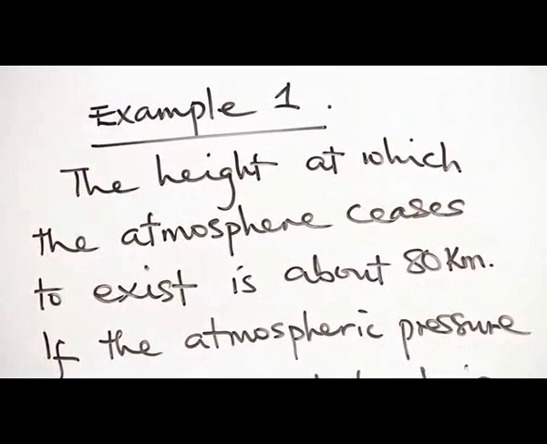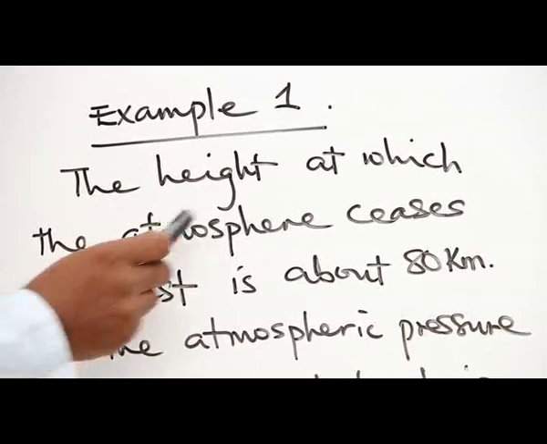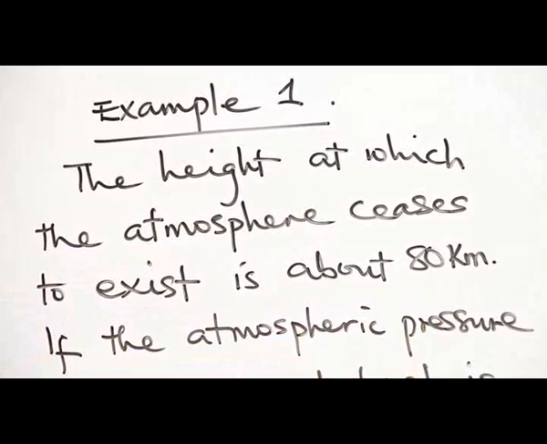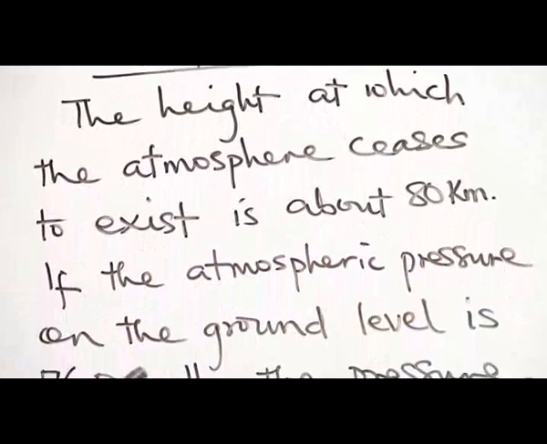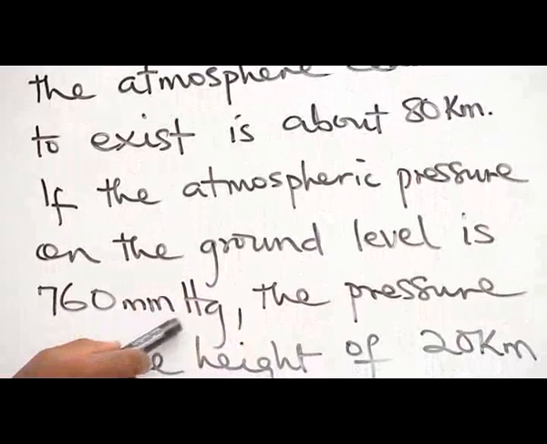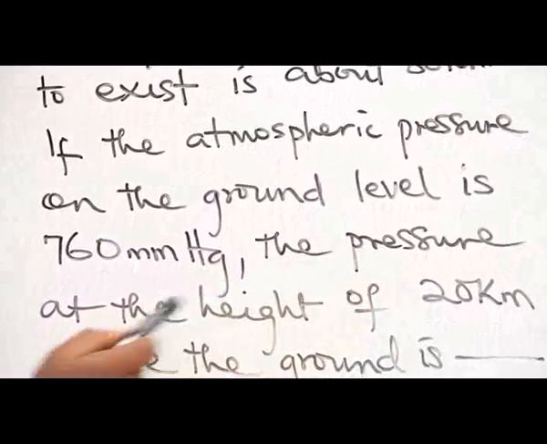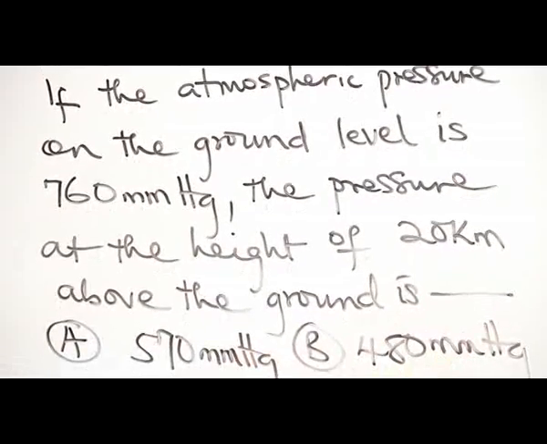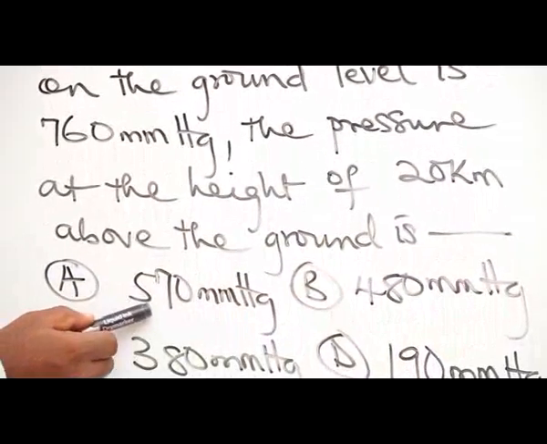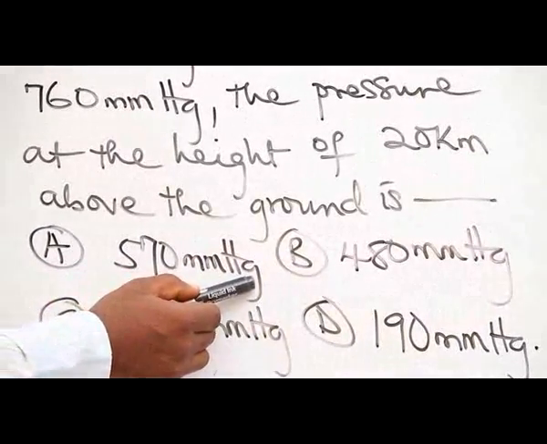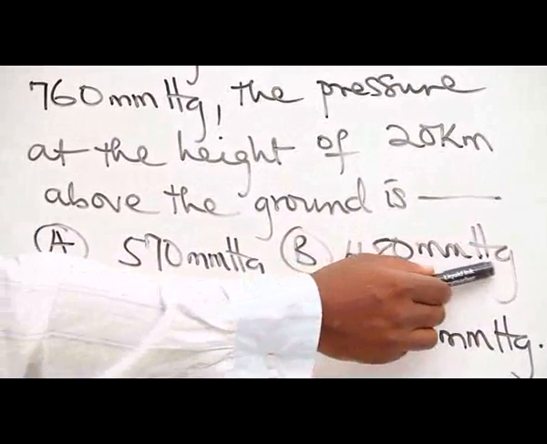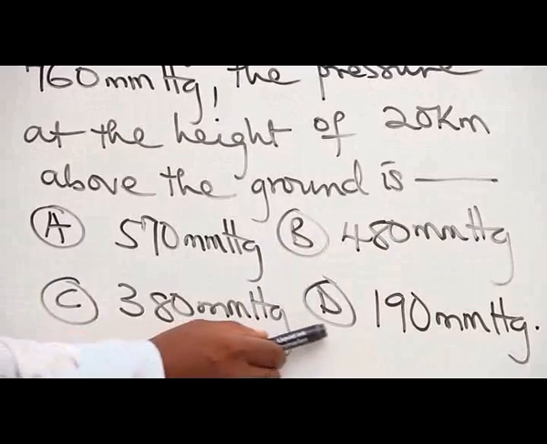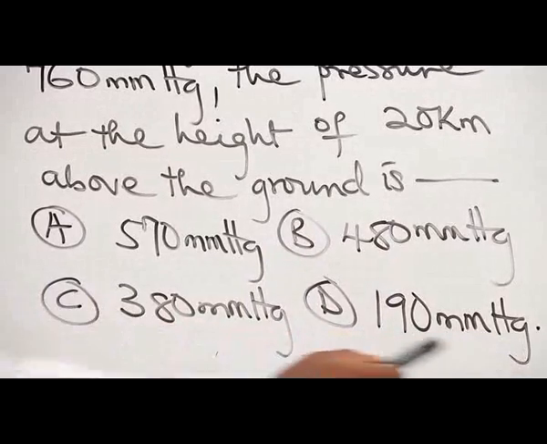Example 1. The height at which the atmosphere ceases to exist is about 80 kilometers. If the atmospheric pressure on the ground level is 760 millimeter mercury, the pressure at the height of 20 kilometers above the ground is dash. A. 570 millimeter mercury. B. 480 millimeter mercury. C. 380 millimeter mercury, and D. 190 millimeter mercury.